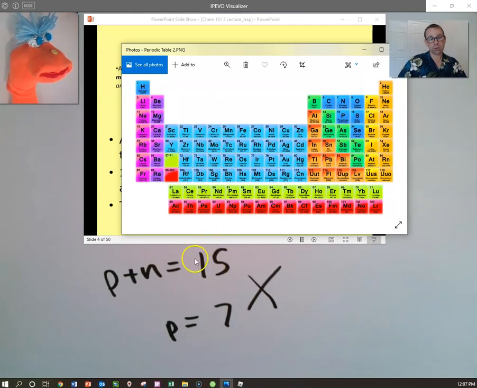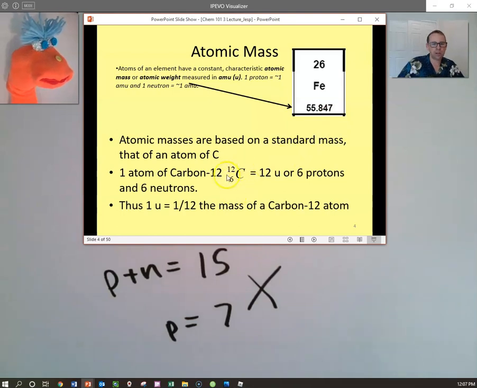All right, great. So what does the 15 mean? Well, it's telling us that 15 protons plus neutrons, so that means you might have another 8 neutrons in there. So you've got 7 protons, 8 neutrons. Right, very good, excellent. So the lower number tells us the number of protons. The upper number is the mass number, and it's the protons plus neutrons.